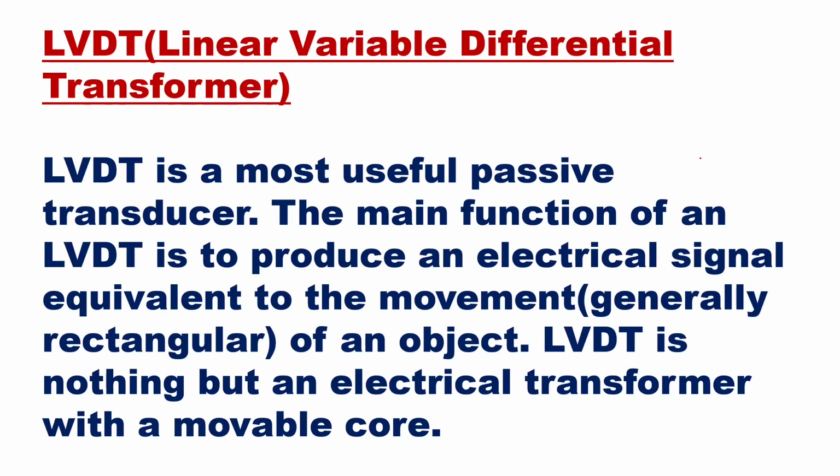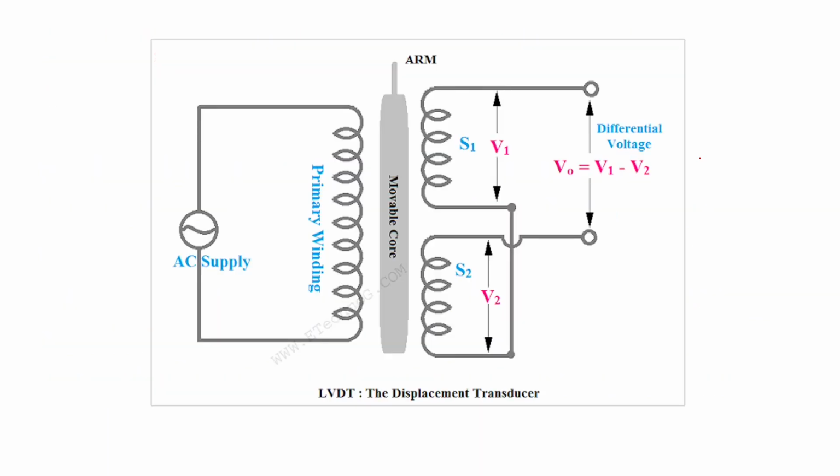So here LVDT, linear variable differential transformer, is a most useful passive transducer. The main function of an LVDT is to produce an electrical signal equivalent to the movement of an object. LVDT is nothing but an electrical transformer with a movable core. So here you can see the diagram. This is the primary winding and we have two secondary windings.